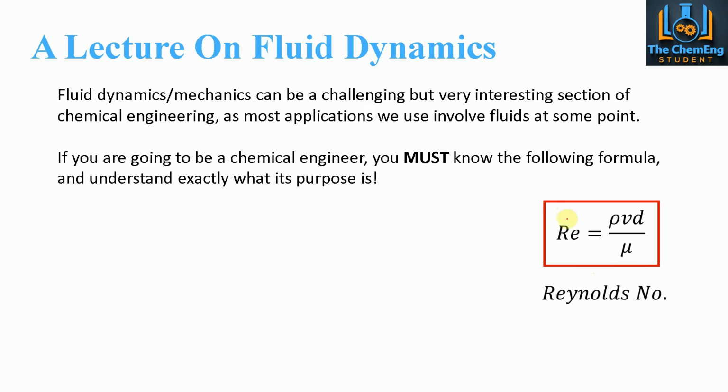But nonetheless, this is an incredibly important formula. And what this essentially does is tell us a criterion for the type of flow that we're going to have. Are we going to have turbulent flow or are we going to have laminar flow? Because as soon as we distinguish which one is turbulent and which one is laminar, all the design equations will be different. Because laminar flow behaves much differently to turbulent flow.